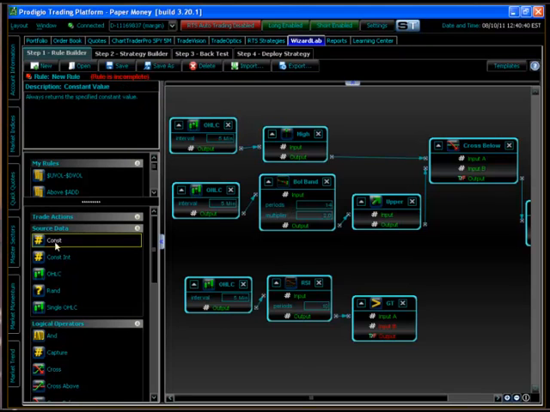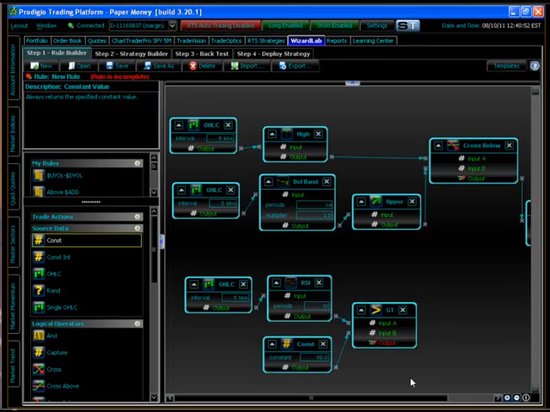And in order to compare this against the 50%, I'm going to take a constant operator. I'm going to set the value to 50, and I'm going to put that in as input B of the greater than operator. And what this does is it's going to give me yes or no signals when the 10-period RSI is greater than 50. It's going to say yes it is if it's greater than 50. It's going to say no it's not if it's less than 50.